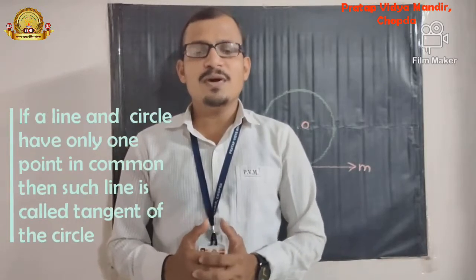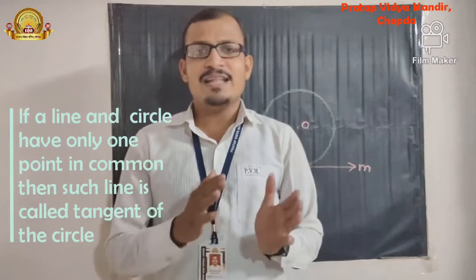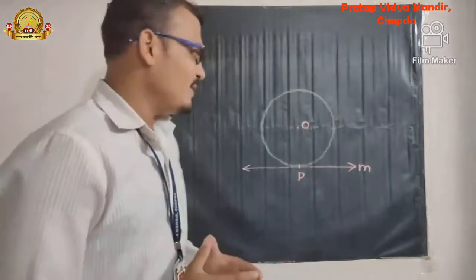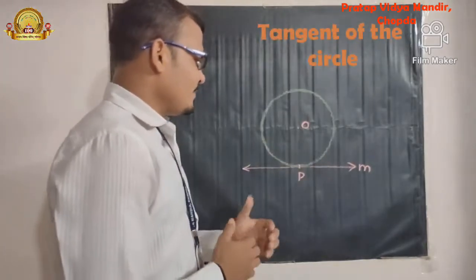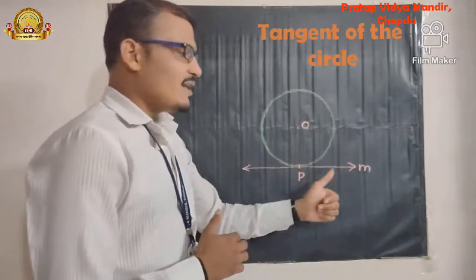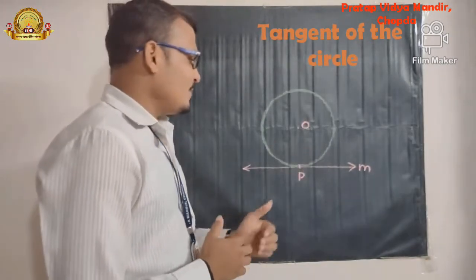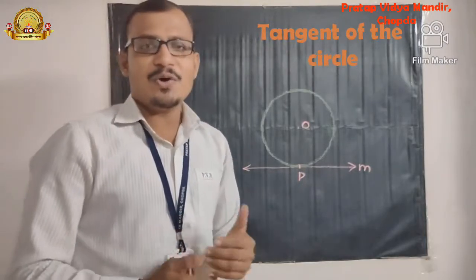Then next is the tangent of a circle. What is a tangent of a circle? Friends, if a line and a circle have one and only one point in common, then such a line is called a tangent of the circle, and that common point is called the point of contact. For example, in this given figure, since point P is the only common point of the circle and line M, line M is the tangent of the circle and point P is the point of contact.